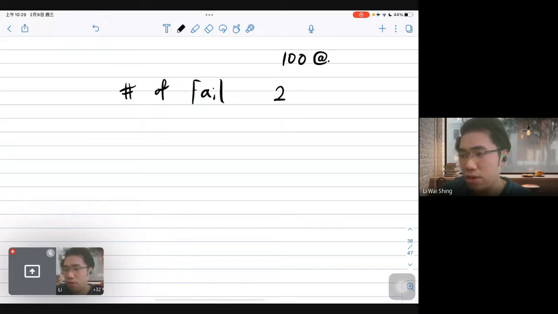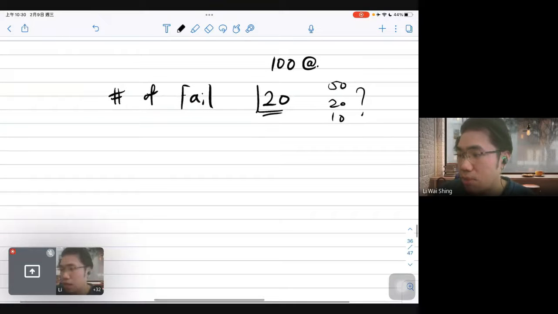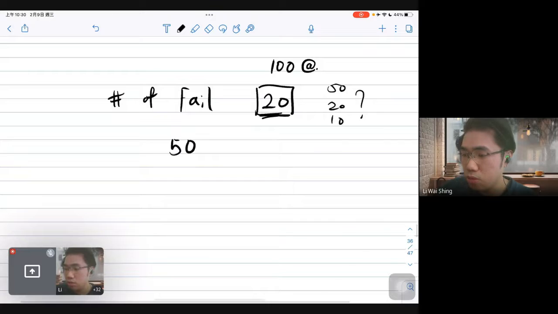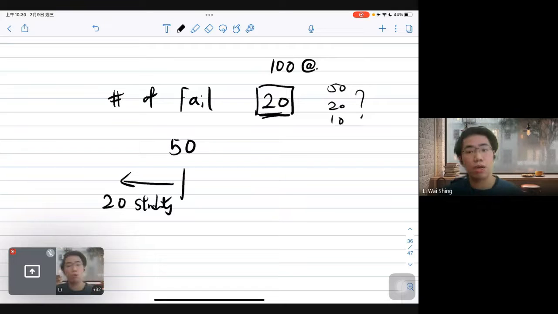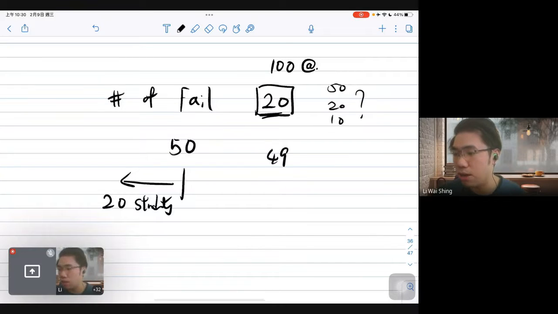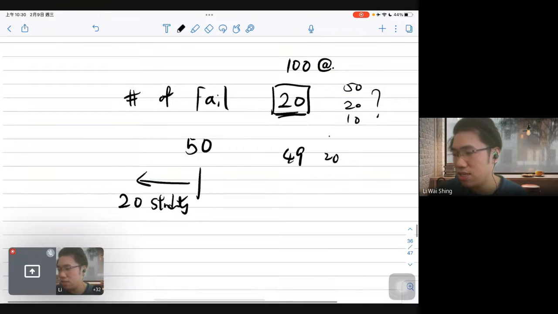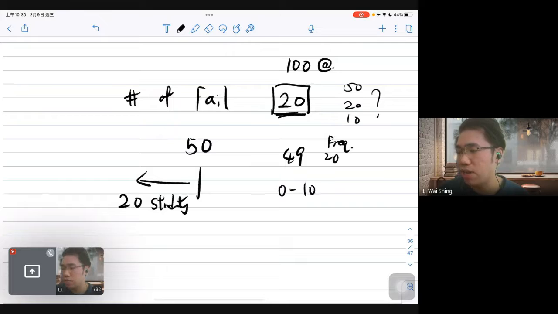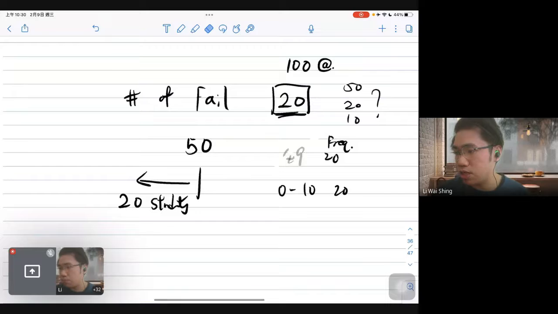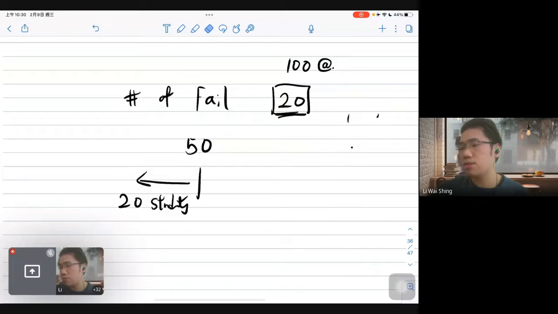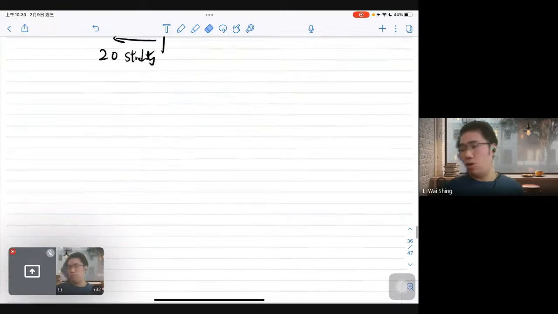If the number of fails is 20, do you care whether they got 50 or 20 or 10? No. Why? This is an example of a cumulative frequency. Less than 50 marks, a total of 20 students. You don't care which group they are in, whether they got 49 or 0 to 10 marks, it makes no difference to you. A fail is a fail. Less than 50 marks, how many students are there? So you add up the frequency. You know this very well already, I suppose.